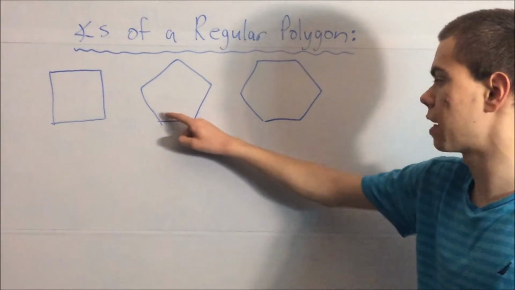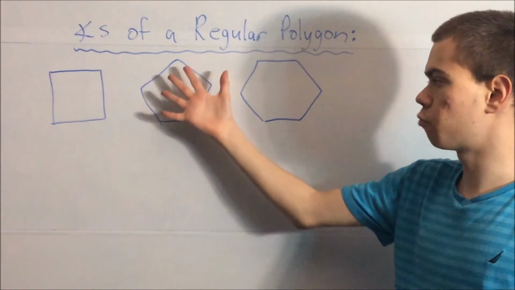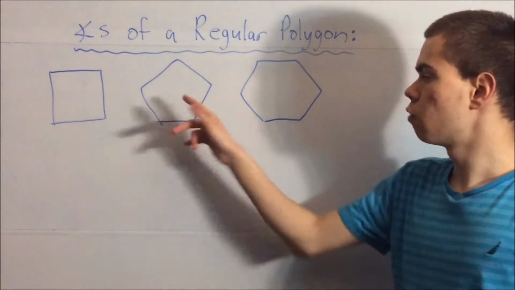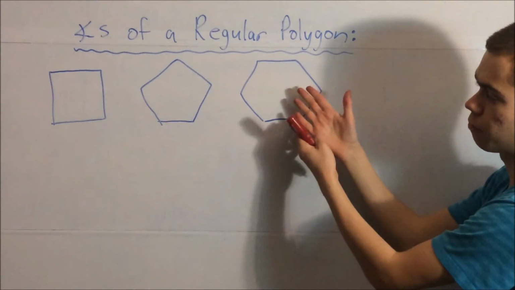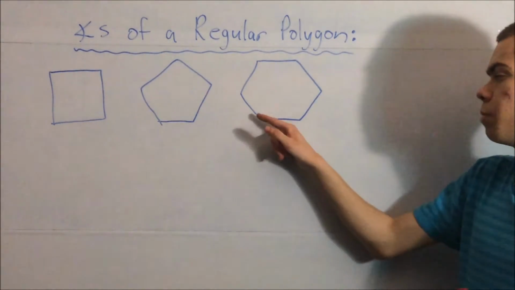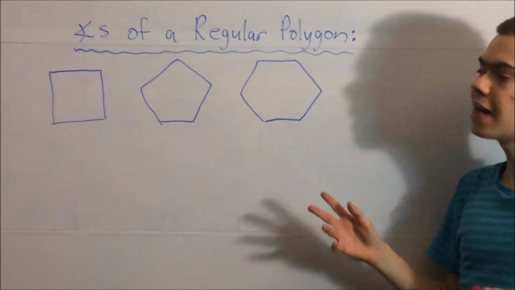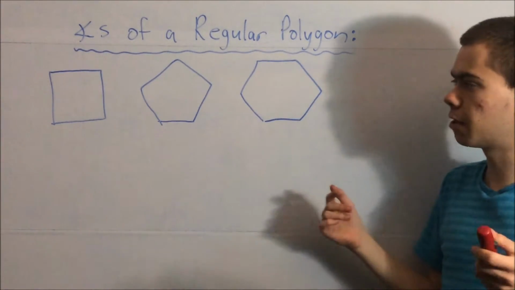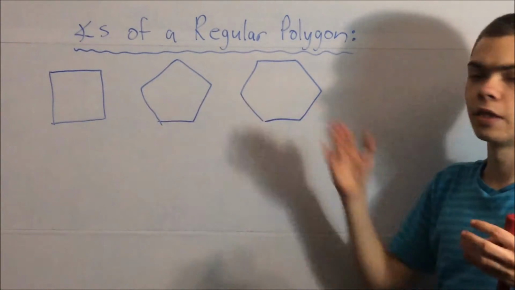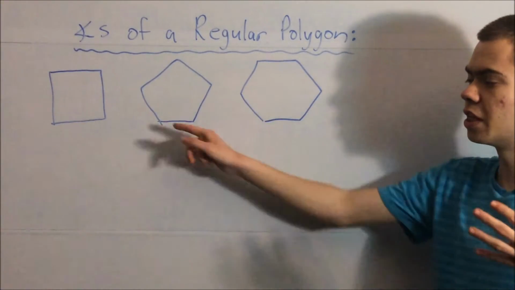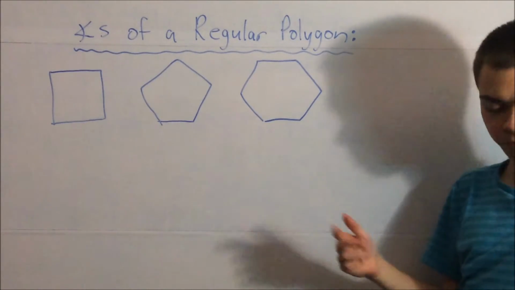So for example, what's this angle? Given that this regular polygon has five sides, what would be the measure of this angle? Given this regular polygon has six sides, what would be the measure of one of its angles? That's our goal in this video, to figure out, based on the number of sides a regular polygon has, what would the measure of one of its angles be?